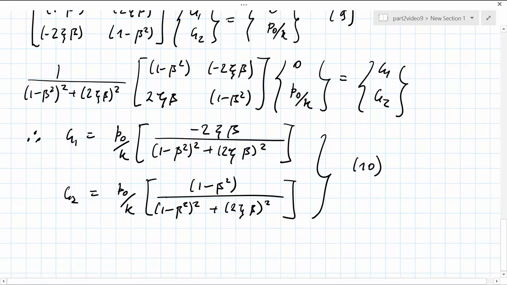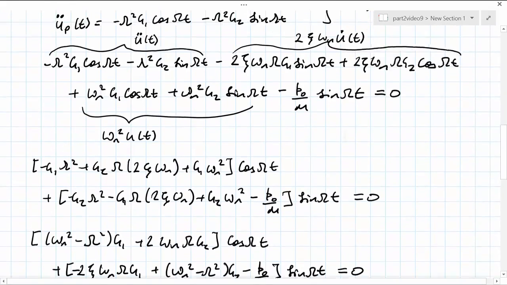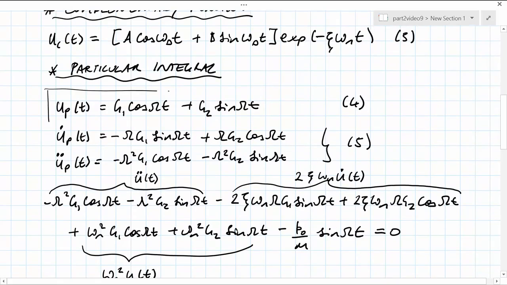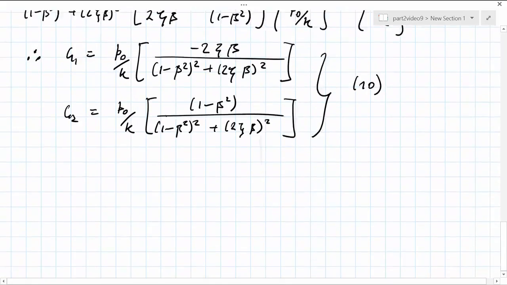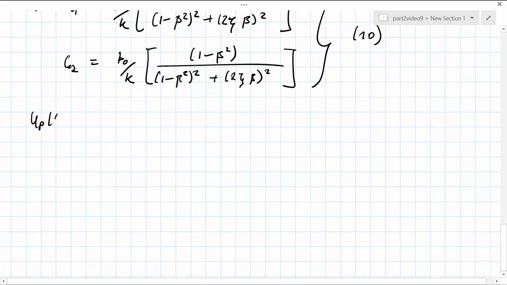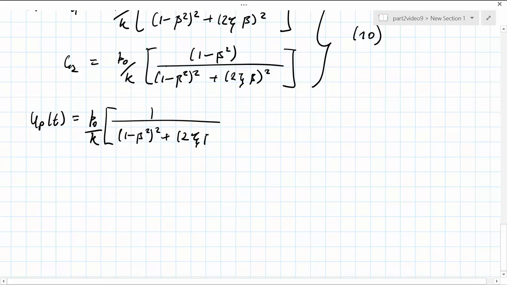If we then substitute G1 and G2 back into equation 4, which is up here, then we end up with, for the particular integral up of t, P naught over K times this common factor 1 over 1 minus beta squared all squared plus 2 zeta beta squared, times 1 minus beta squared times sine capital omega t minus 2 zeta beta times cosine omega t.